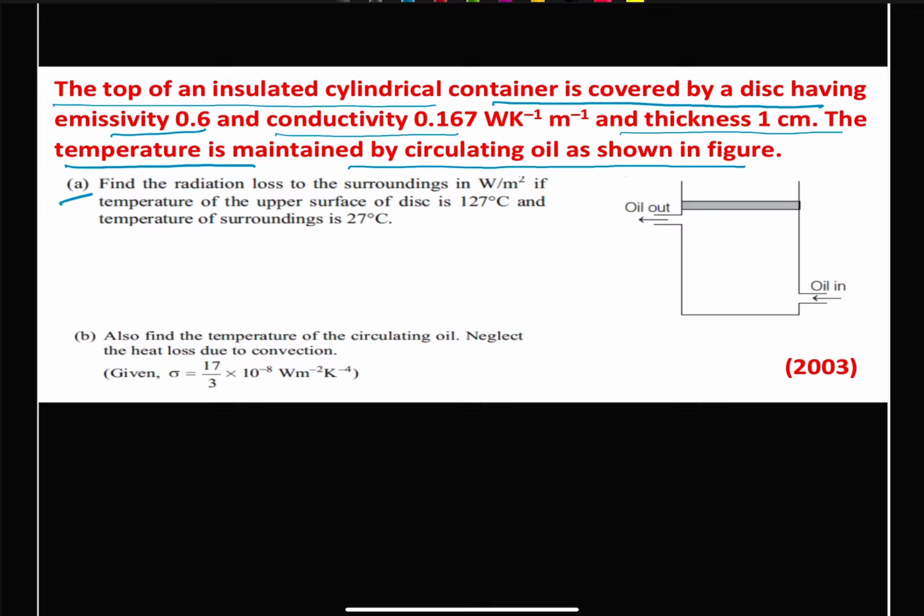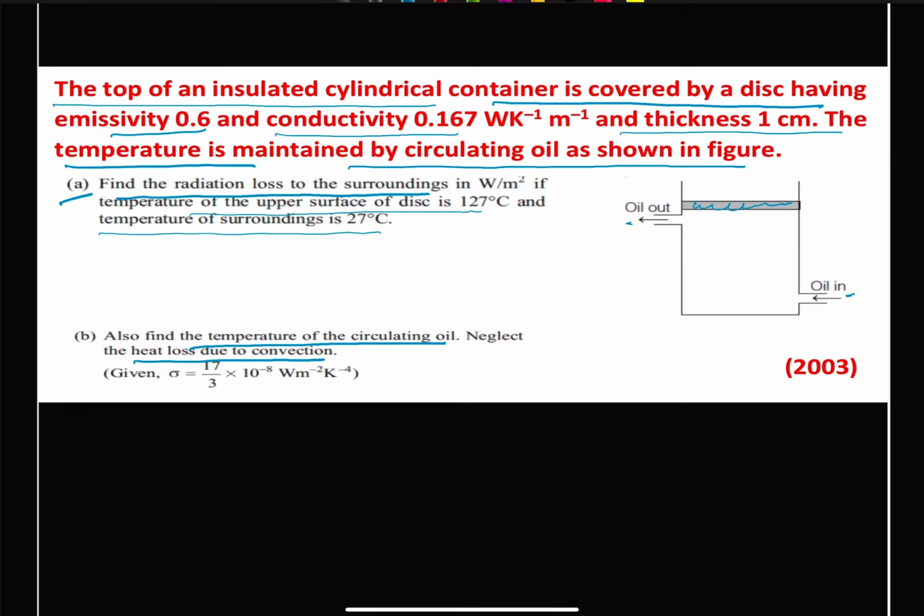Part A, find the radiation loss to the surrounding if the temperature of the upper surface of the disc is 127 degrees centigrade and the temperature of the surrounding is 27 degrees centigrade. And part B, also find the temperature of the circulating oil, neglect the heat loss due to convection. So the basic figure is given to us. We have a cylinder and the top is covered by a disc, and we have the input of the oil and output of the oil. So first we are going to find part A, the radiation loss to the surrounding.